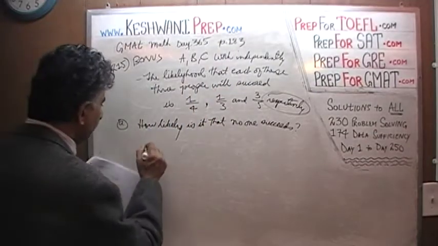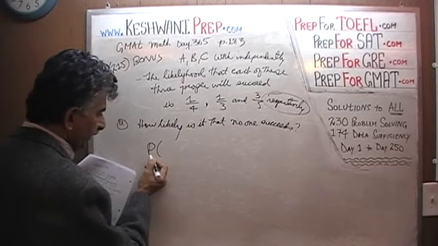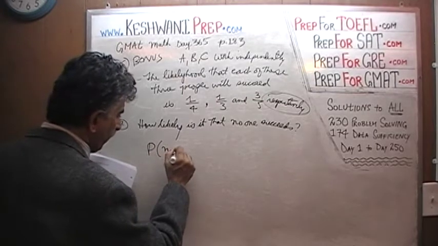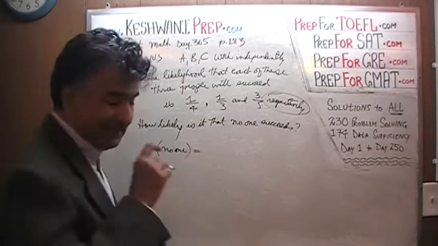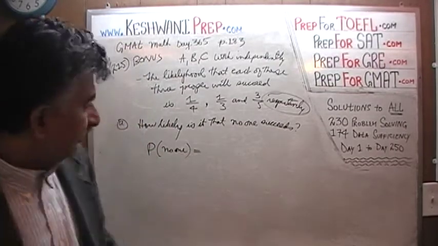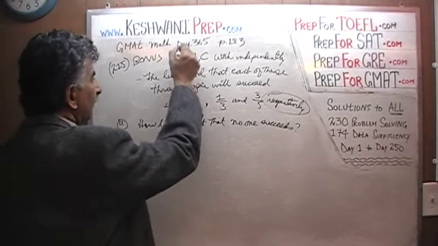And this is how we do it. The probability that no one will succeed is equal to the odds that A will not succeed.